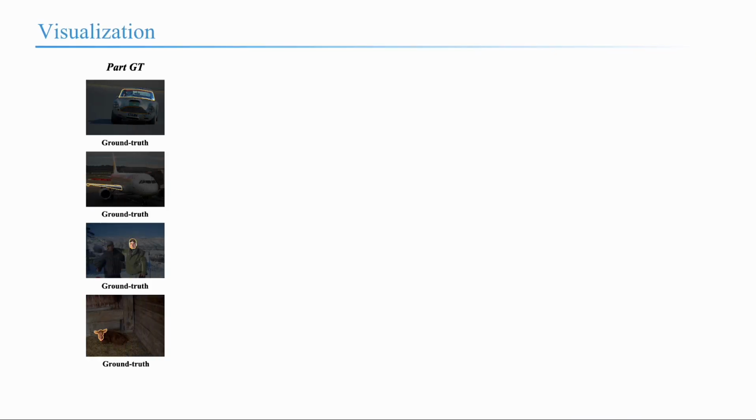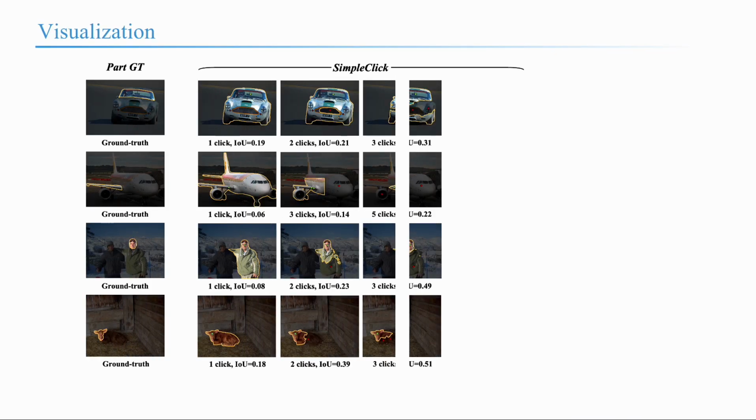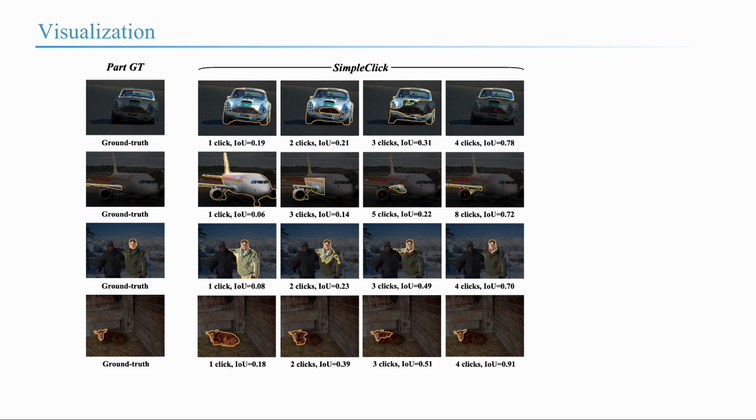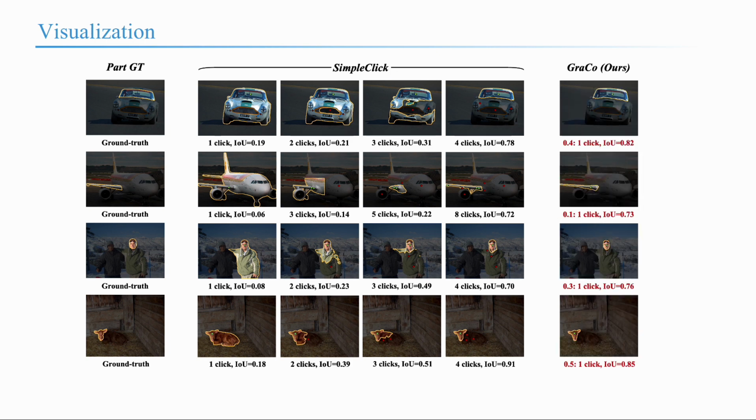We randomly select several parts from Pascal part annotations and automatically generate the next click according to the evaluation protocol for visualization. We find that simple click requires multiple clicks to segment the desired mask in multigranularity scenarios. In contrast, our GraCo requires only a single click to match expectations well based on roughly estimated input granularity. This demonstrates the flexibility of our GraCo to adapt to diverse scenarios.